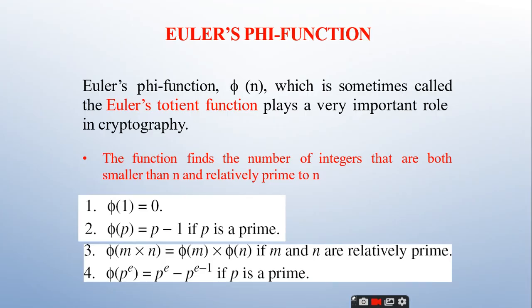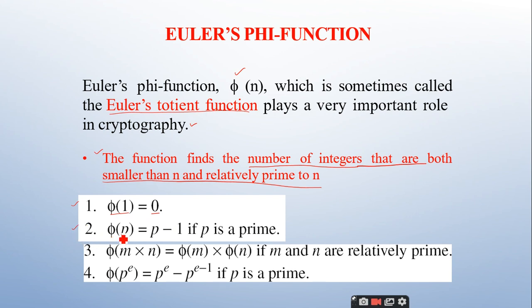We have 4 different formulas here. Euler's phi function, denoted by phi of n, is sometimes called Euler's totient function. It plays a very important role in cryptography. It is the function used to identify or list out the number of integers that are both smaller than n and relatively prime to n. So it simply gives the list of prime numbers. The first rule of this Euler phi function is phi of 1 is equal to 0.